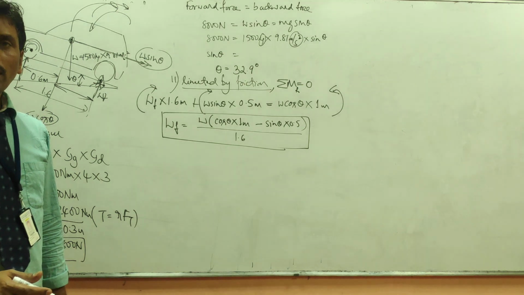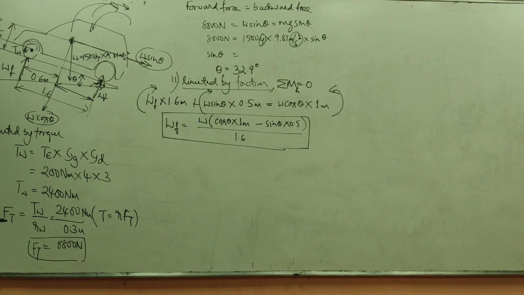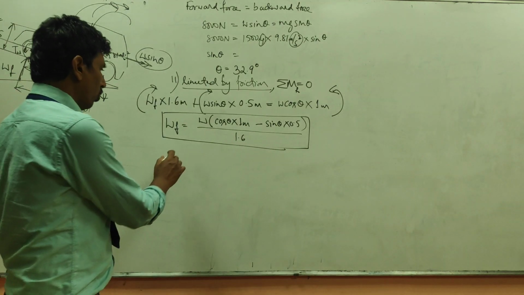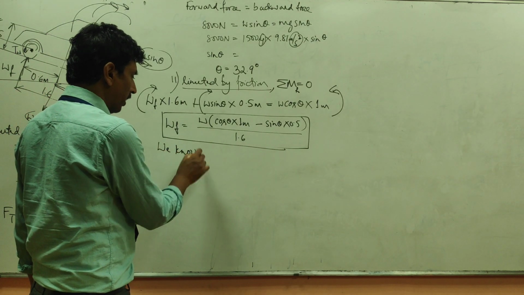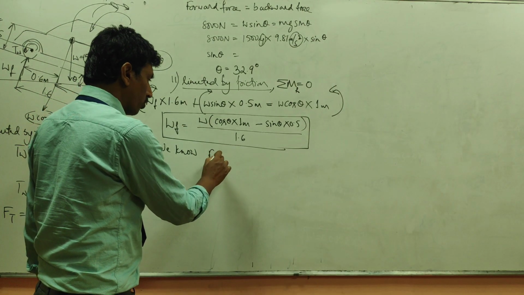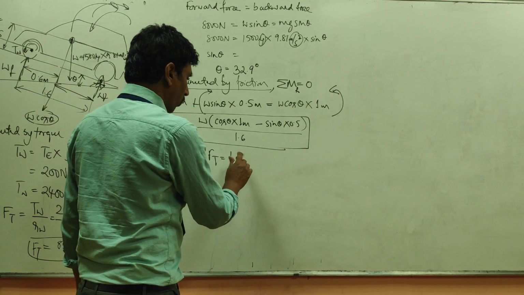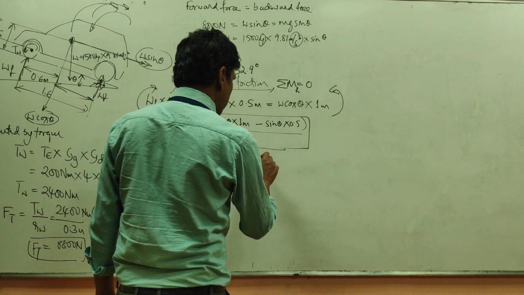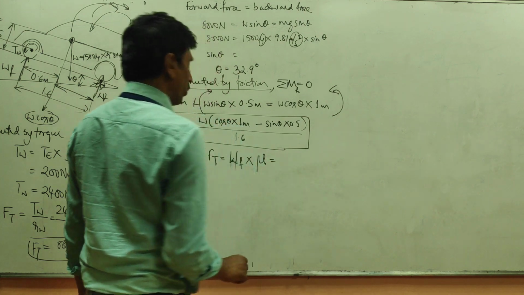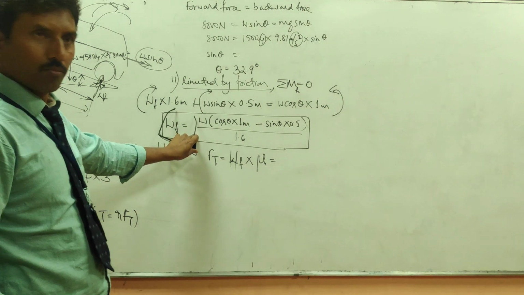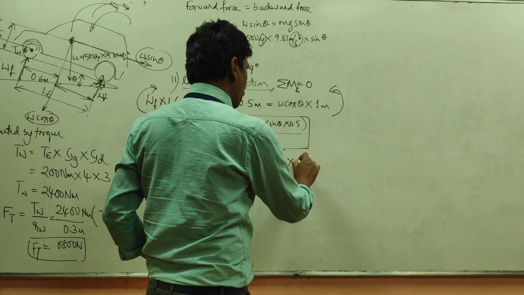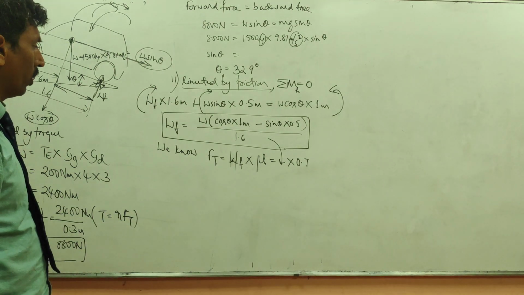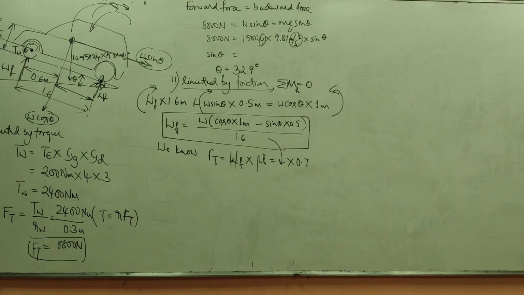Then we know the maximum traction that can be produced by a wheel, which is given by the product of the coefficient of friction and the weight on the wheel. So we know one more equation. I'm not trying to derive it here. The tractive force is the product of the weight on the driving wheel, and here the front wheel is the driving wheel, multiplied by the coefficient of friction mu. So the weight on the front wheel is given here, multiplied by the coefficient of friction, 0.7. So now we have found Ft, the tractive force.